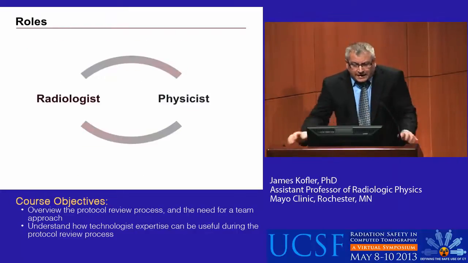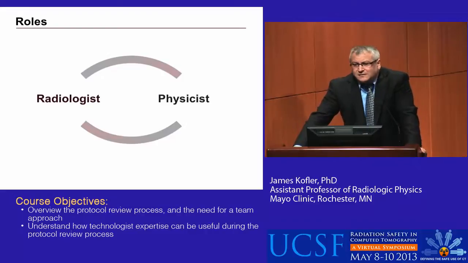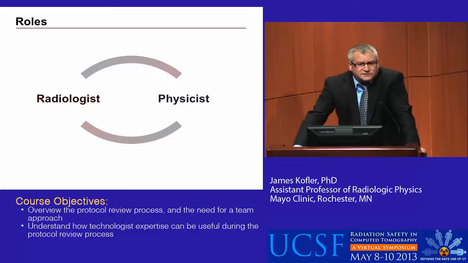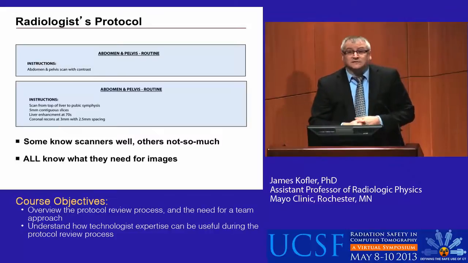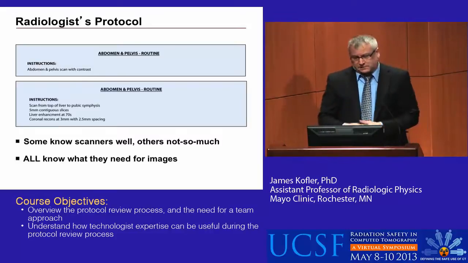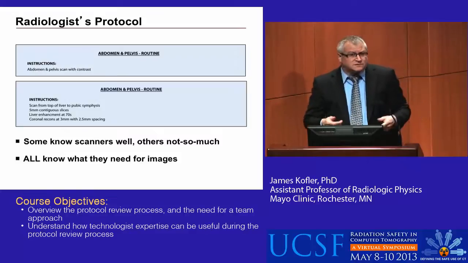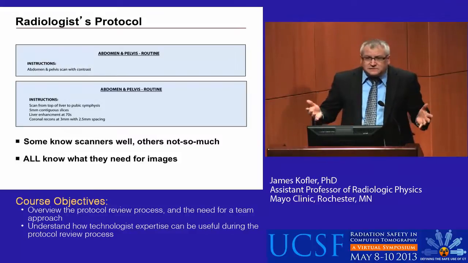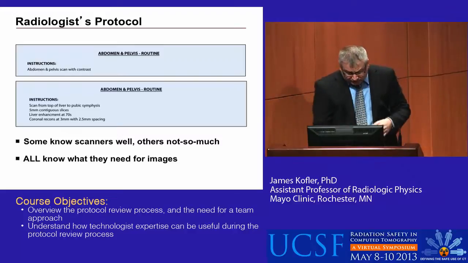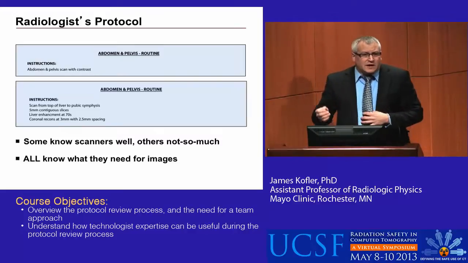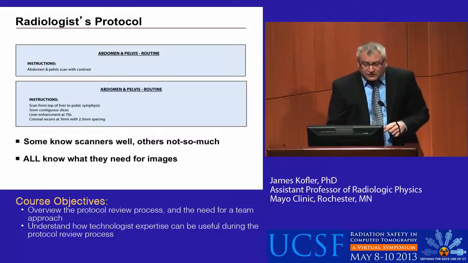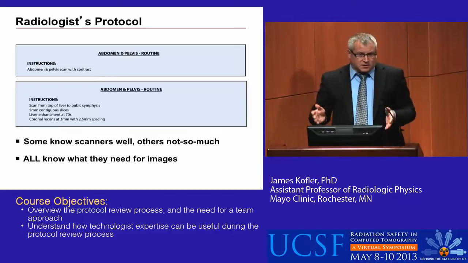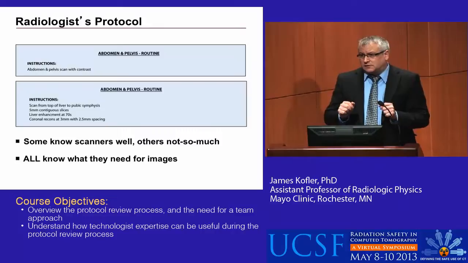All right, well, when we look at a CT scan protocol, you could say, well, those instructions could probably be written just by a radiologist and maybe by a radiologist and a physicist. Well, if the scan instructions were written by a radiologist, they might look something like this. Scan the abdomen and pelvis with contrast. Or some might put in some other information, such as the scan range, the slice thickness, and the recons to be used. But the general point here is that some radiologists know the scanners very, very well, others not so much. But they all know what they need for the images. They know what that final image product needs to look like.